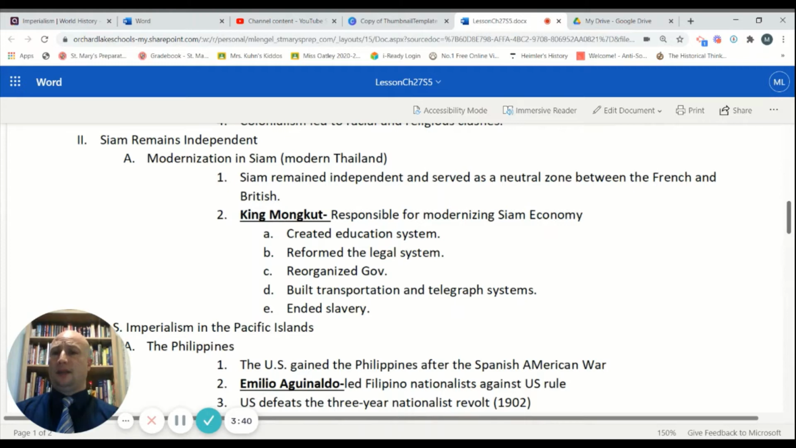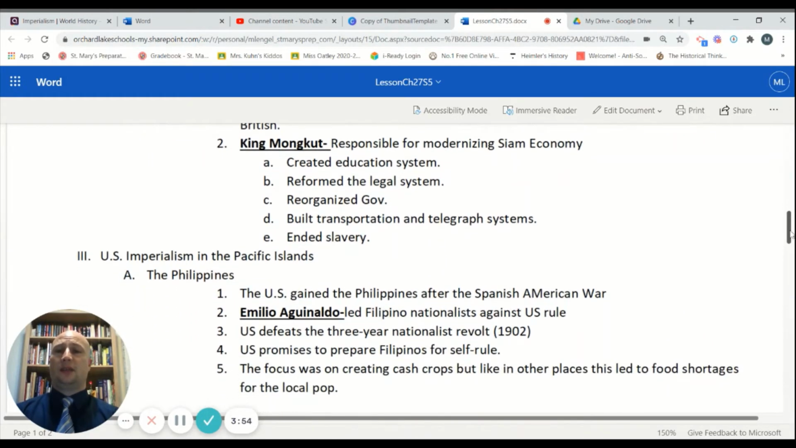Siam remained independent. This is one of the only examples. When you're talking Siam, you're talking modern day Thailand. They remained independent, and they served as kind of a neutral zone between the French and British entities there. There was a famous king named King Mongkut. He was responsible for modernizing the Siam economy. He also created an educational system there, reformed the laws and legal system, reorganized and restructured government, built transportation and telegraph systems. So there's a very big modernization process, and he ended slavery in modern day Thailand. So a pretty influential figure there.